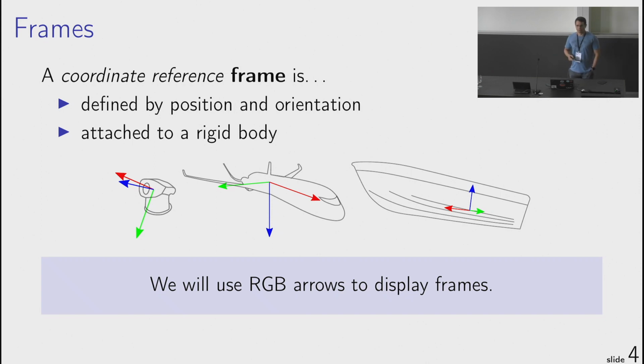Another basic term that I have to introduce is the so-called coordinate reference frame. That's defined by a position and orientation. And it's usually attached to a rigid body. And we can illustrate it like that. You see here that we use 3 arrows: the red arrow for the x-axis, the green arrow for the y-axis, and blue for the z-axis.